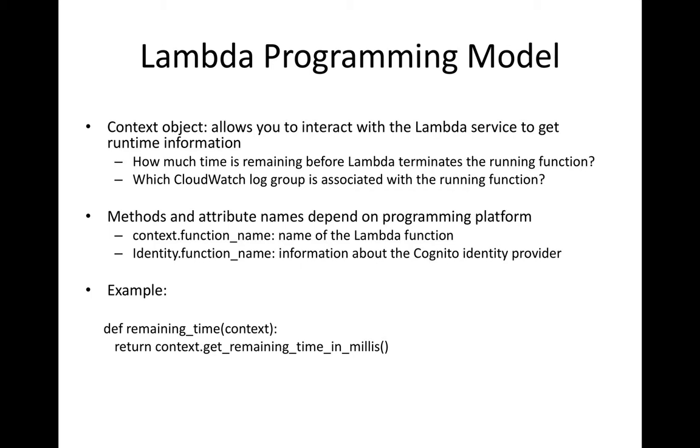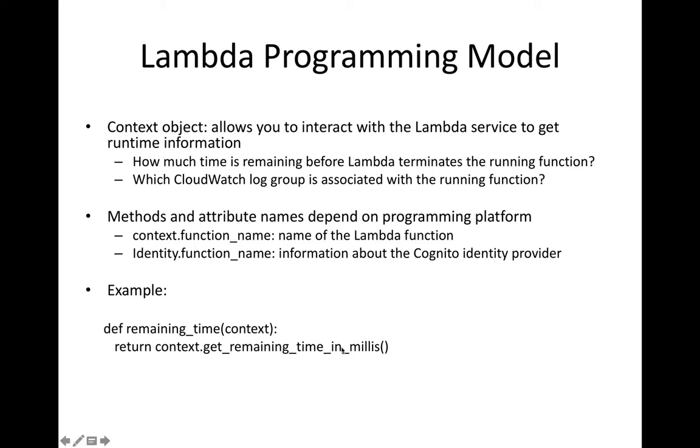So there are cases where your Lambda function wants to know how much time is remaining before the Lambda service terminates the running function. It can get that information by accessing the context object. The Lambda function might want to know where the function is logging to, which CloudWatch log group is associated with that running function. That's also present in the context object. And there are different methods and attribute names that you can invoke to access this information.